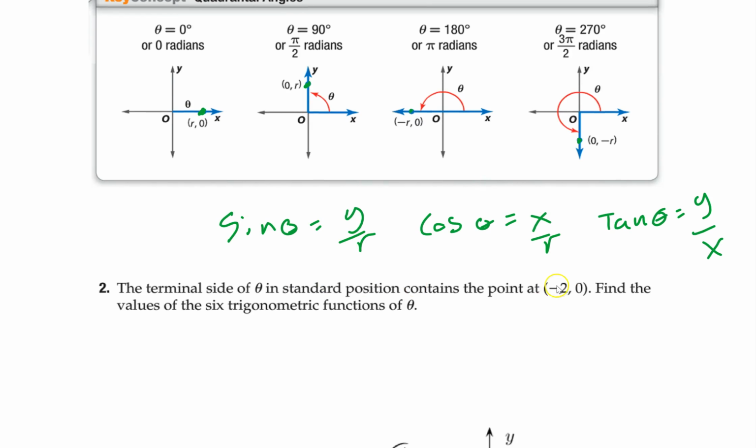And if I was to do something, we did it already, but you go like this, that would be negative 2, 0. My r would also be just 2. But notice r is never negative, right? It's how far did you go? I went 2 to the left, right? So r is always positive. And you just plug them in, get the answers.